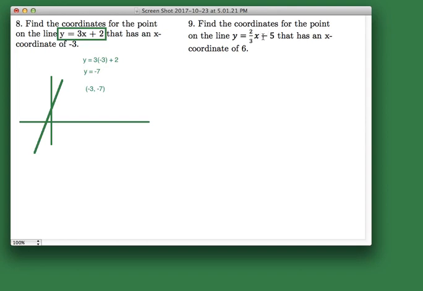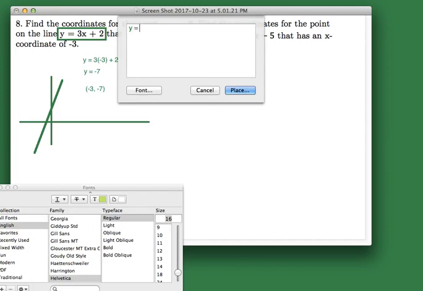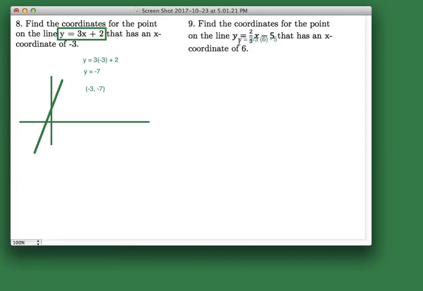I've got y equals 2/3 x minus 5, and I'm looking for the point that has an x-coordinate of 6. Let me just calculate what y is. I'm going to rewrite the equation, except instead of putting an x in there, I'm going to put 6. Y equals 2/3 x minus 5, but x is going to be 6, so y equals 2/3 times 6 minus 5. 2/3 times 6, that's going to be 4.